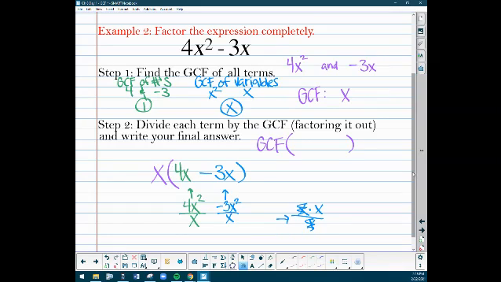Okay, and then I close parentheses. So that's how I would type my answer into Delta Math, x parenthesis 4x minus 3x. That's my final answer. One cool thing that we can do is we can check by distributing.